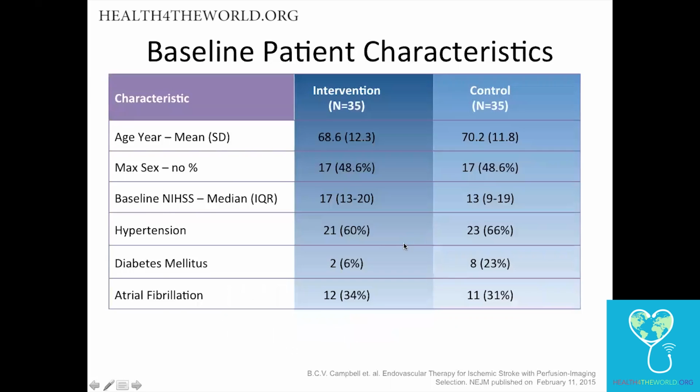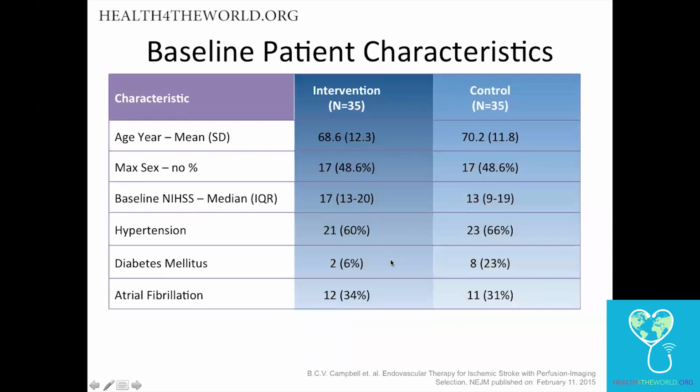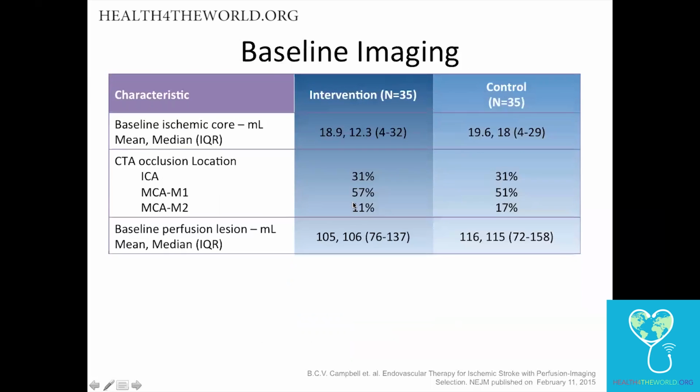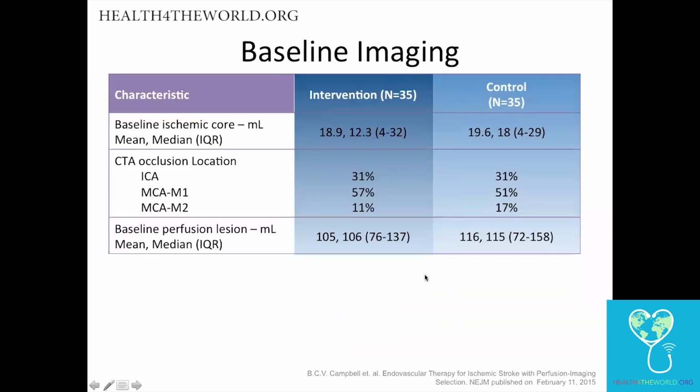So here's the randomization schedule. Again, it's a much smaller number of patients, but even in the small number of patients, here are the patient baseline characteristics. Again, you'll notice that the stroke scale is a little higher on the intervention arm, but nonetheless, that would weight this to be having more deleterious effect. The medical comorbidities are comparable.